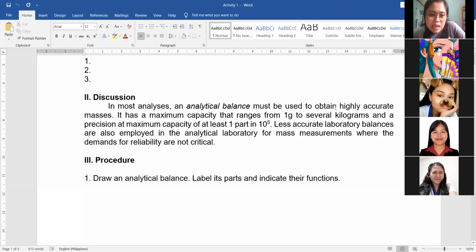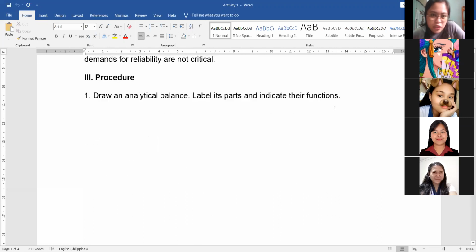So sa procedure, I want you to draw the analytical balance. You have to label its parts and indicate their functions. I want you to draw the electronic analytical balance.